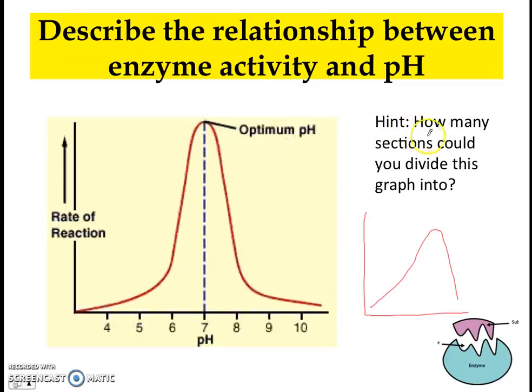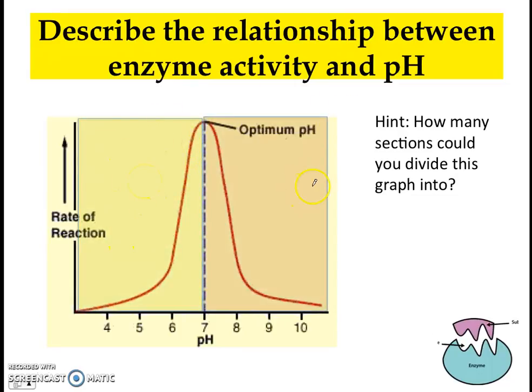Now similarly, I want to ask you, how many sections could you divide this graph into? So hopefully you thought to yourself, you can divide it into two sections. Again, we use the optimum pH here as a dividing point, and we have the section on the left of the optimum pH and the section on the right of the optimum pH.